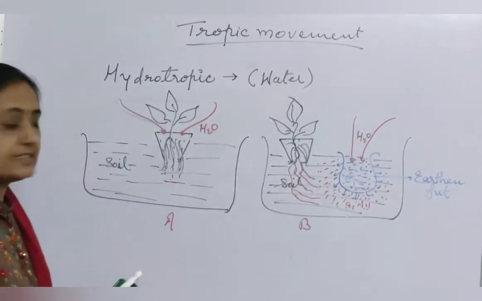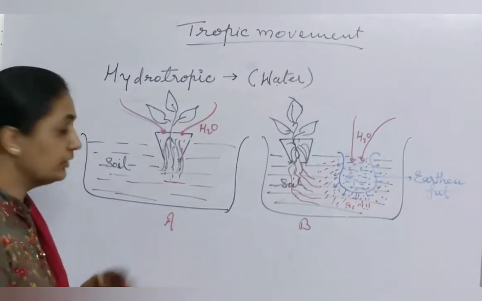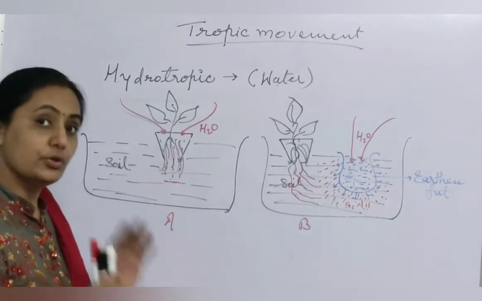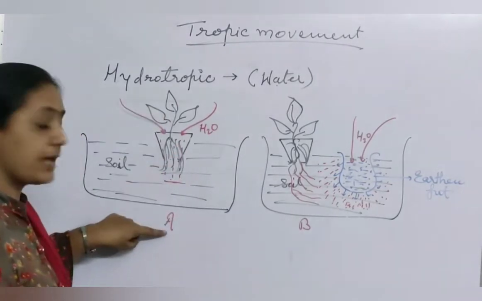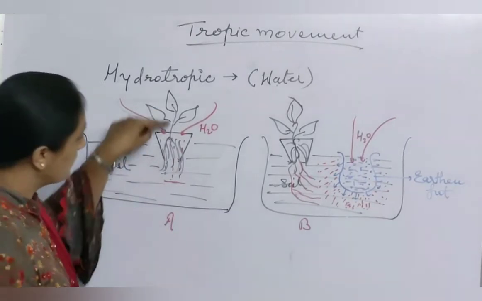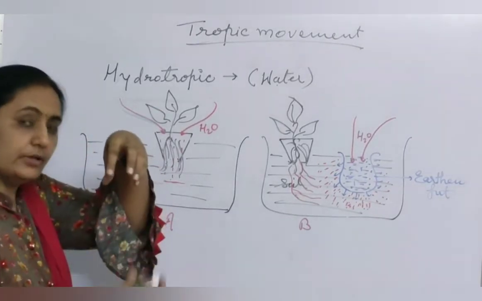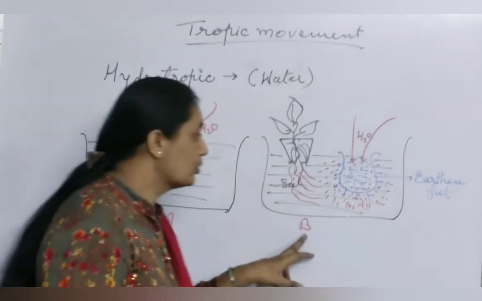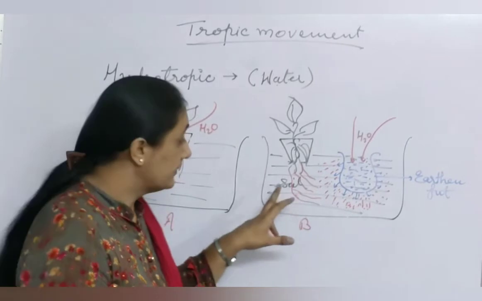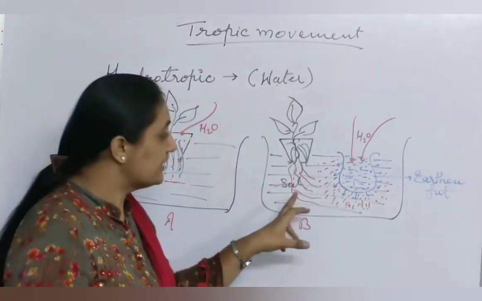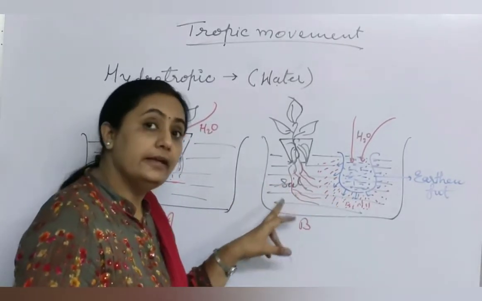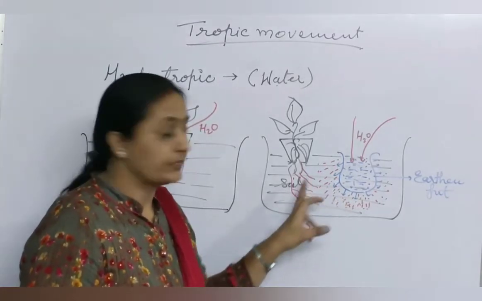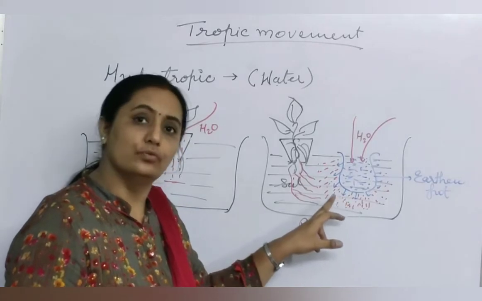After 15 days, you take out both the saplings very carefully without damaging the roots. You come to know that in container A, the roots are growing directly towards gravity, in a straight way. Whereas the roots in pot B are moving towards the direction of water. It indicates that roots show positive hydrotropism. They move towards the direction of water.